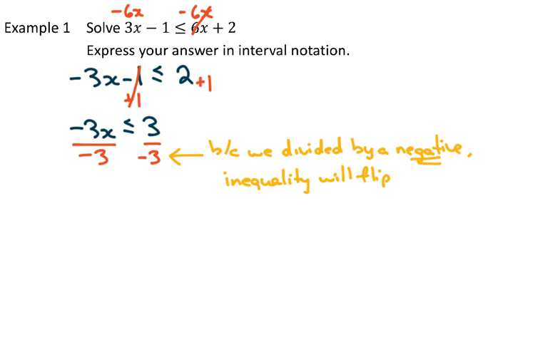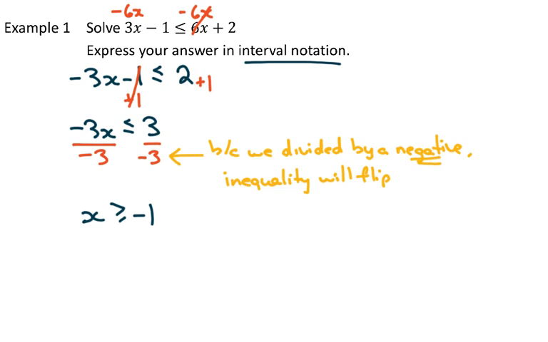What I mean is that we'll still do the calculation. Left side is going to be x, right side 3 divided by negative 3 is negative 1. But the inequality, and it's because we divided by a negative specifically, is going to flip the other way around. Now, I did say express the answer in interval notation. This is inequality notation. So we need to look at this.